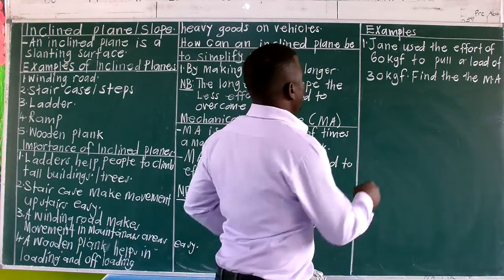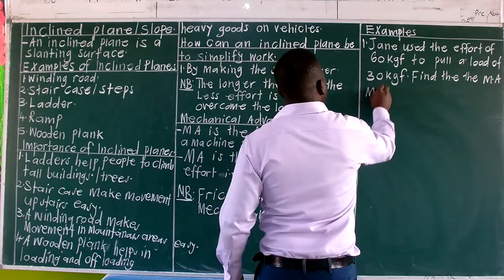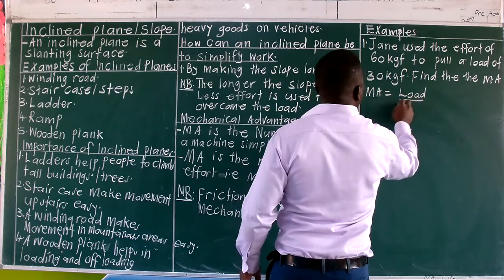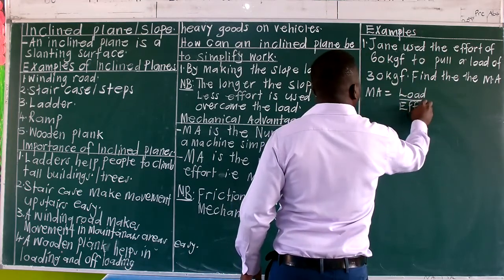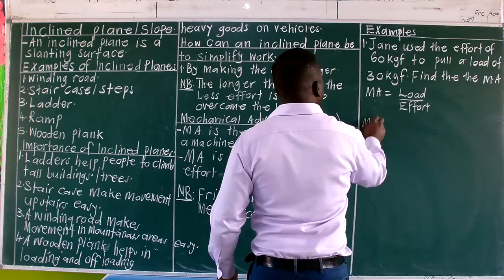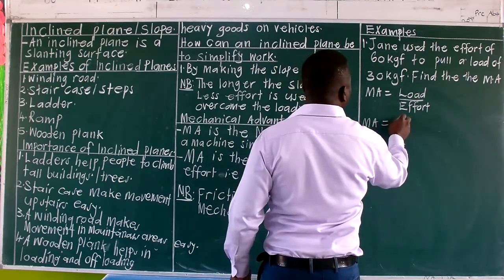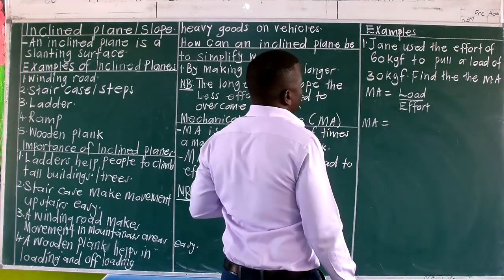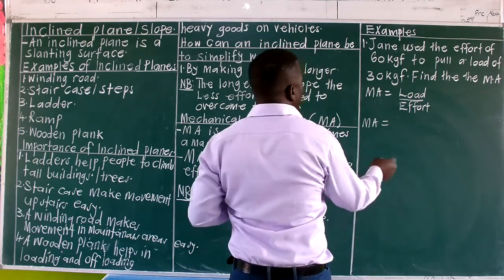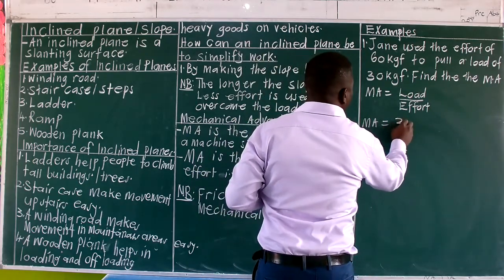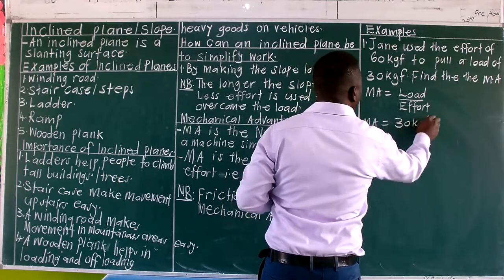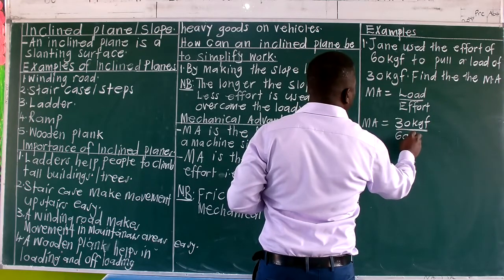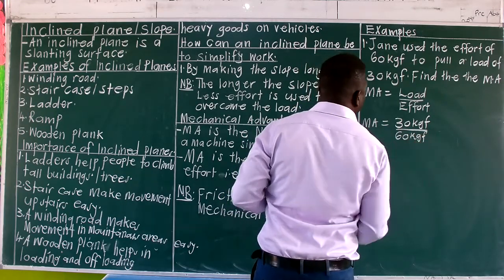We shall say mechanical advantage equals load out of effort. Jen used the effort of 30 kg force to pull a load of 30 kg force. So our load is 30 kg force and our effort is 60 kg force.